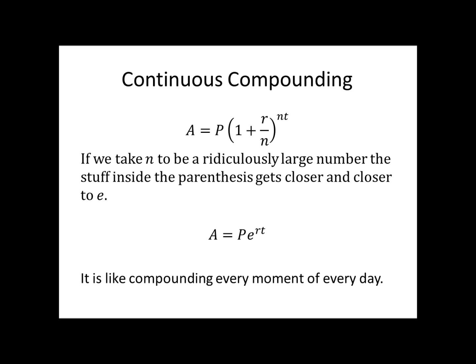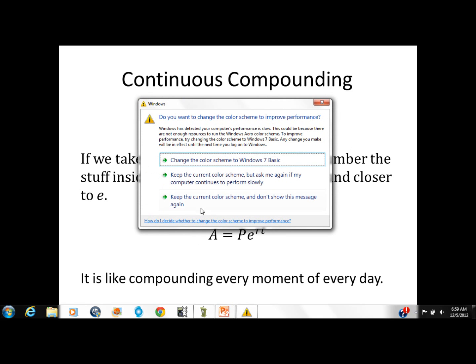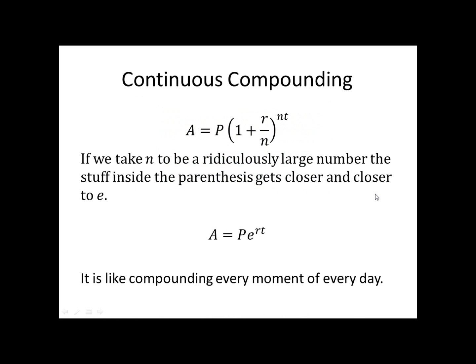Now, what happens when you take n to be a ridiculously large number, 10,000, a million? As that n gets ridiculously large, what's inside the parentheses kind of turns into an e. So we say that continuous compounding is equal to principal times e to the RT. A lot of people just remember that because it's pert, just like the shampoo. So A equals Pert. And again, it's like compounding every single moment of every day.